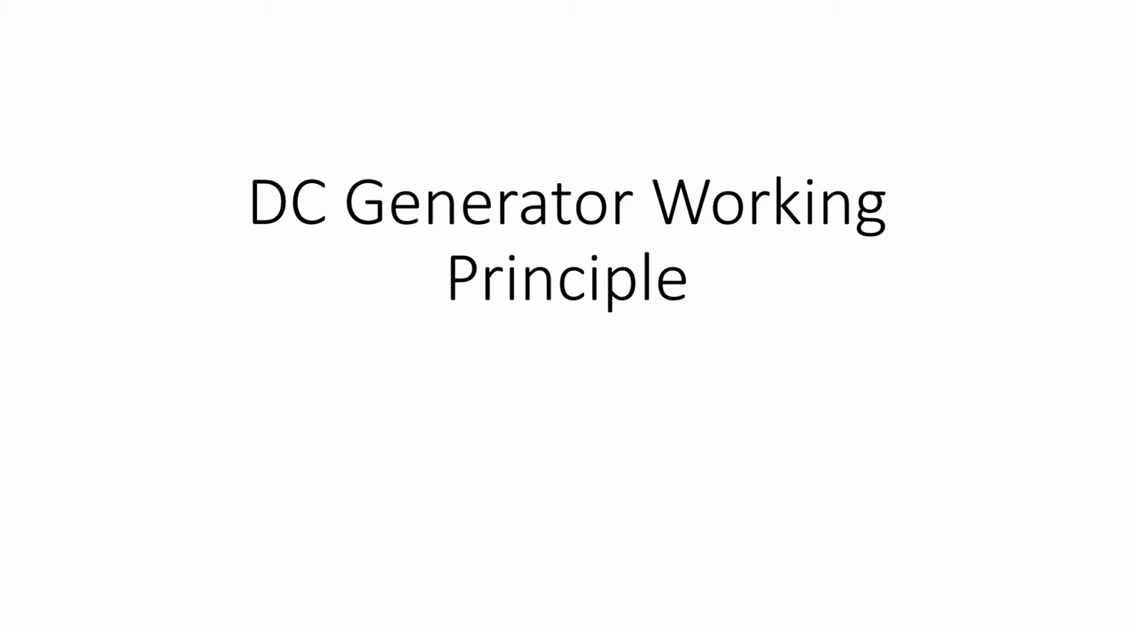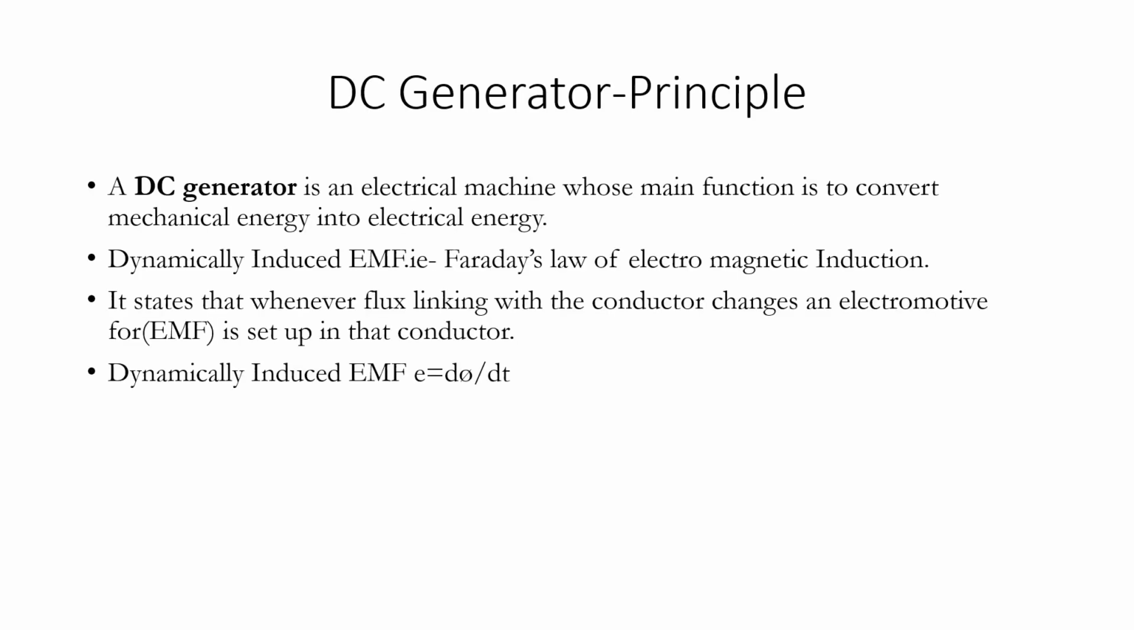In today's class, we are going to see about the DC generator working principle. A DC generator is a device which converts mechanical energy to electrical energy. It works based on the principle of dynamically induced EMF. That is, it works on Faraday's law of electromagnetic induction.